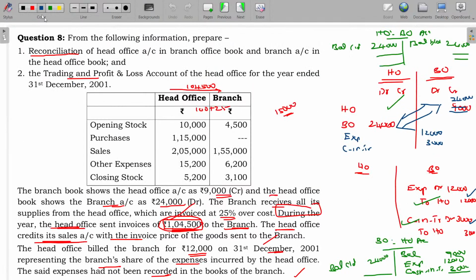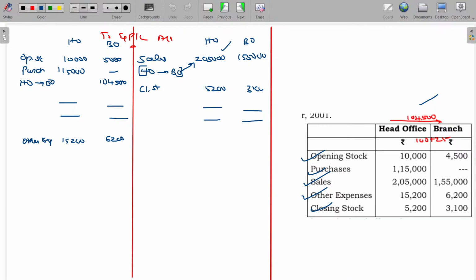Then the new reconciled one is this one. This will be the new trial balance. We get 12,000 additionally only in the branch office. Expenses by HO 6,200, so 12,000 rupees. Find out the GP. So 85,200.